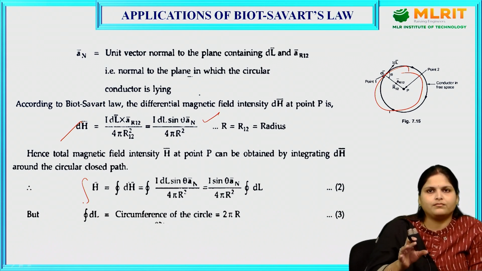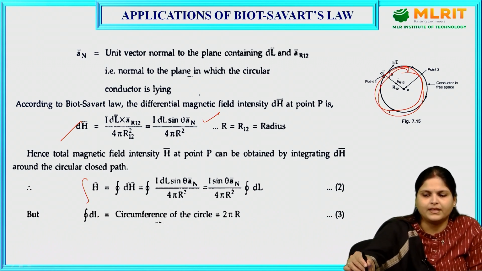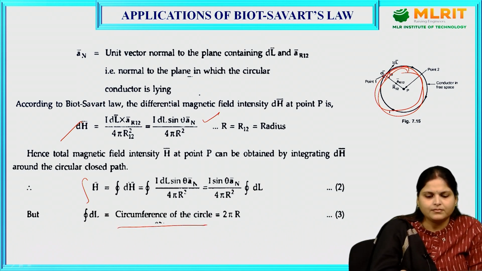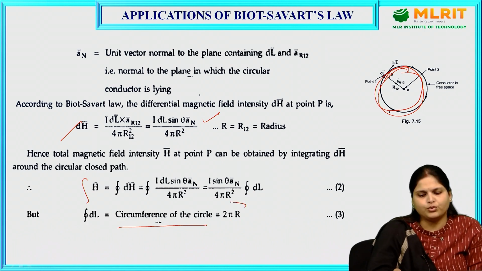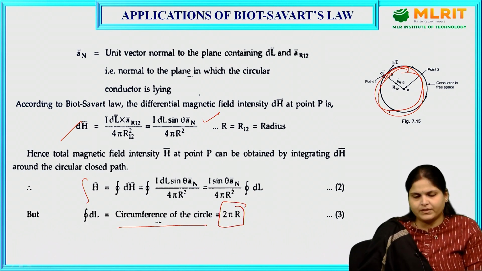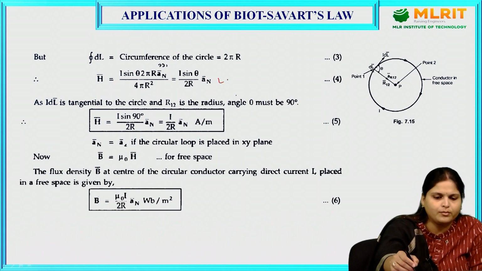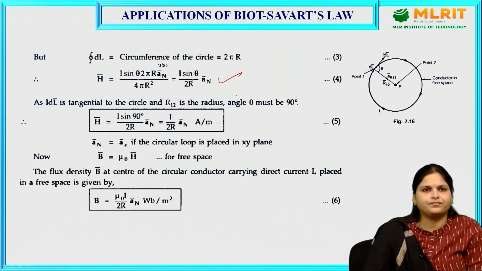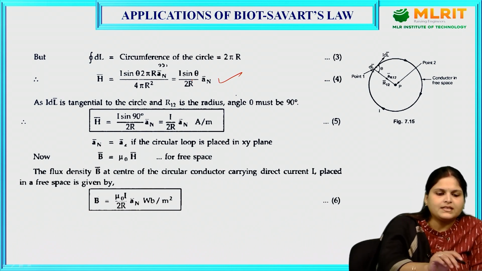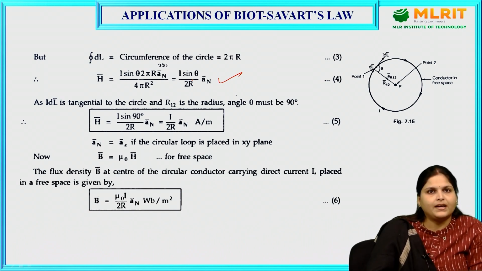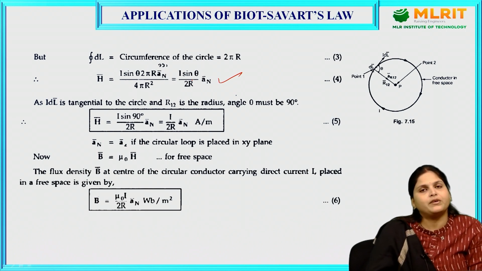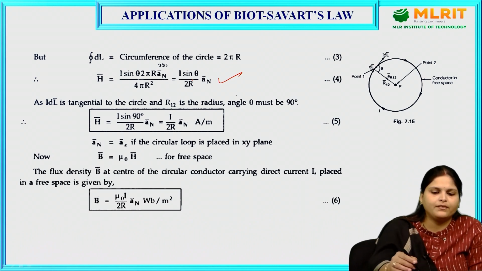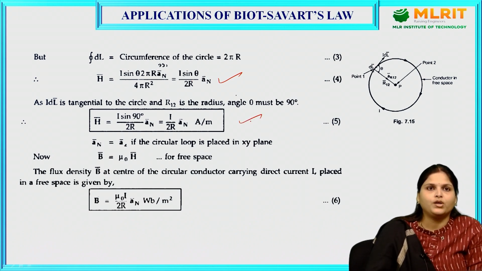Now because it is a circle, we want to find out the total length. We know the circumference of a circle is 2 pi r, where r is the radius of the circle. Now we put it into this formula and we finally get I sin theta upon 2r an. Here Idl is tangential to the circle and R12 is radial, that is why the angle theta must be 90 degrees. So when we put sin 90, we get 1 and finally the formula is I upon 2r.